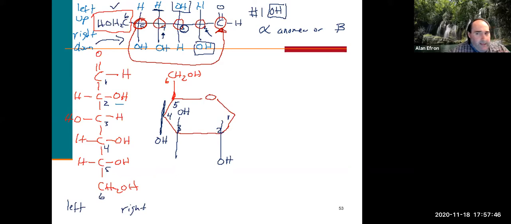And depending on whether you're asked to draw the alpha or the beta is to where you put that last OH group. If you're asked to draw the alpha, that means that the last OH group would go down. If you're asked to draw the beta, that means the last OH group would go up. So if I took this at carbon number 1 and drew my OH there going down, this would be my alpha anomer of this guy.